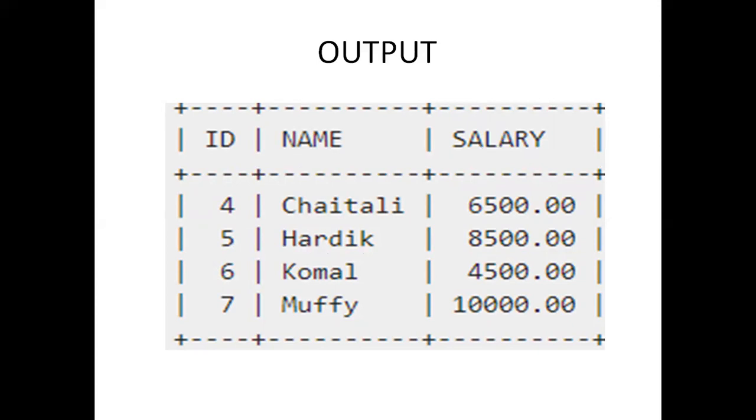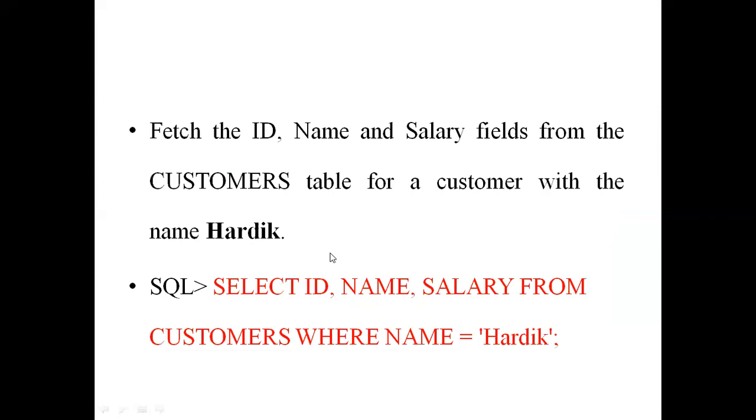If I say greater than 2000, then you will be getting a set of records like this, because you have more than one record whose salary is greater than 2000, isn't it? Now I'll be specifying only one. When you want only one, then what do you use? You use equal to. Select ID, name, and salary fields from customer table for a customer with name Hardik.